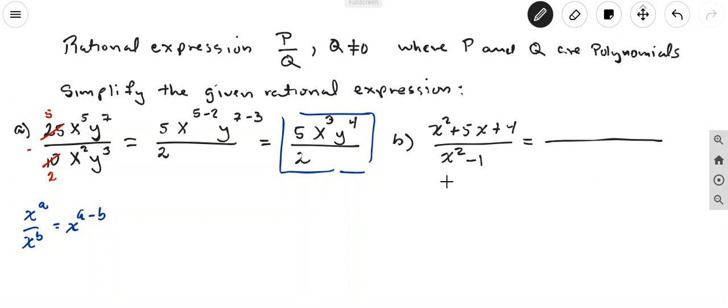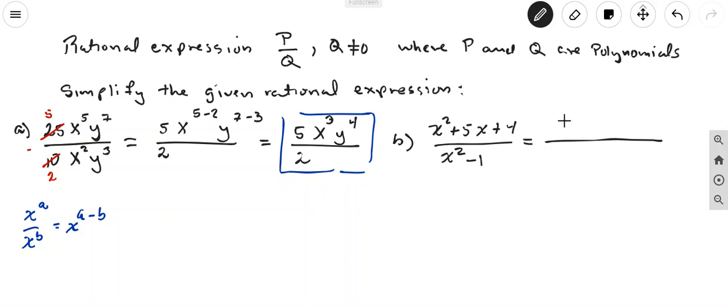To simplify, you have to keep in your mind that when you have a rational expression made out of polynomials, you don't simplify terms. You have to simplify factors. So you must factor the polynomials in your numerator and in your denominator. To factor the polynomial is to rewrite the polynomial as a product of two or more factors.